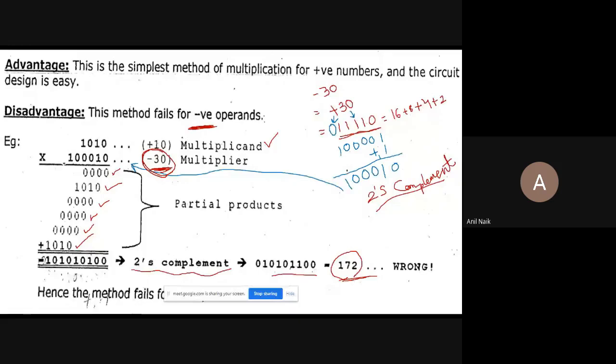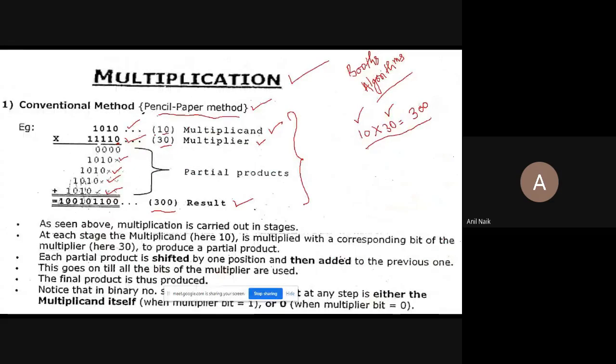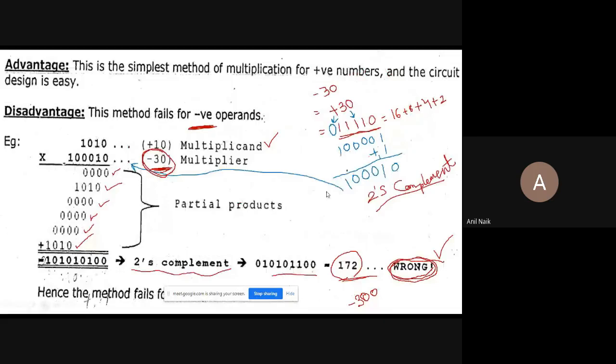But plus 10 into minus 30 should be minus 300, the correct answer. But here you are getting 192. So this is wrong. This means the conventional method will not work for negative numbers. It will work only for positive numbers, like plus 10 into plus 30, but it will not work for negative numbers.